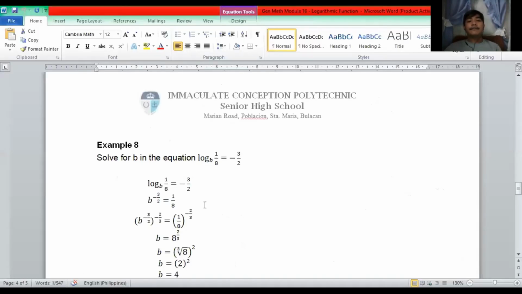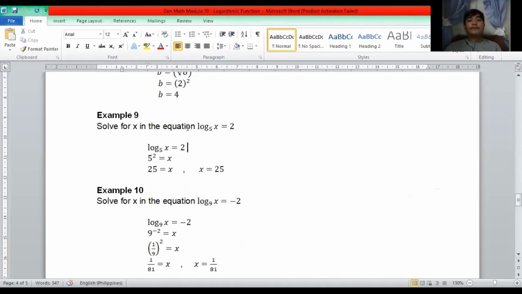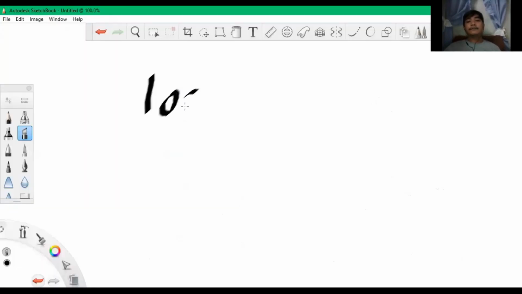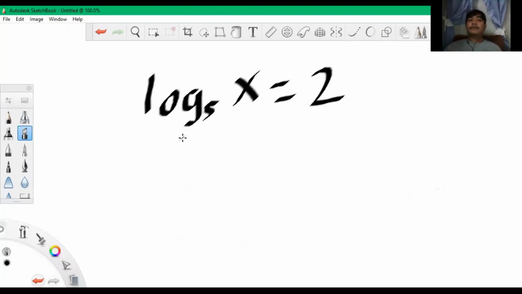And now let's have another example. So let's now proceed to example number 9. So we have the logarithm of x to the base 5 is equal to 2. And again, in order for us to solve this, mas madali kung makikita natin siya into its exponential form. So the base here is equivalent to 5 and its exponent is equivalent to 2. So we have 5 squared is equal to x.